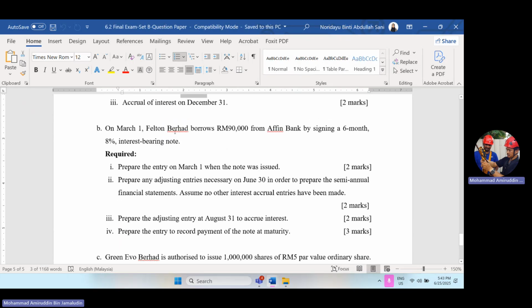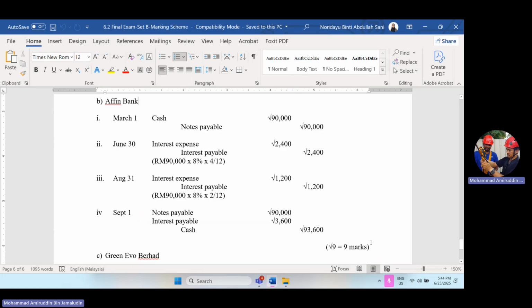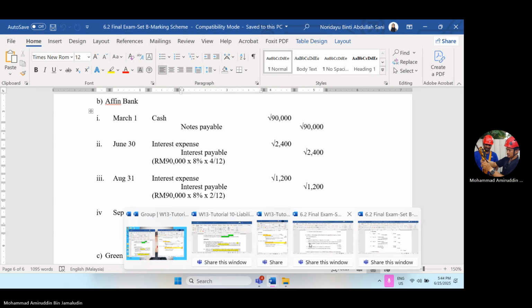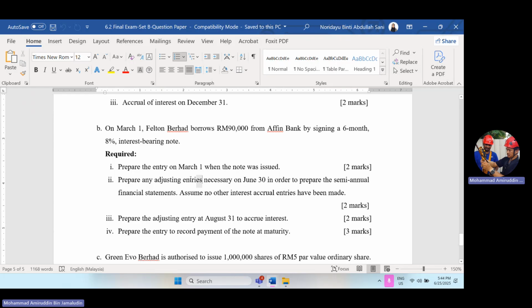On 1st March, company borrows 90,000 from bank, signing a 6-month, 8% interest bearing note. What is this? Notes payable. Prepare the entry on 1st March when the note was issued. So debit your cash or bank, credit notes payable. Exactly your tutorial. Next, prepare adjusting entry on 30th June in order to prepare the semi-annual financial statement, assuming no other interest accrual entry has been made.